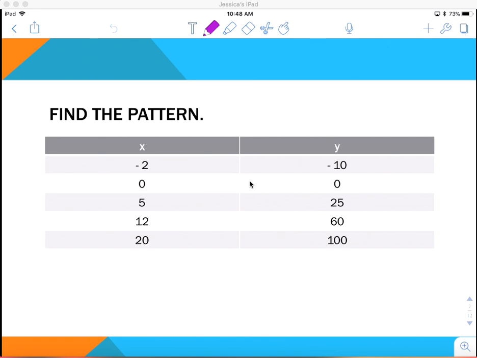If you look, for this pattern, every x value is being multiplied by 5. Negative 2 times 5 is negative 10. 0 times 5 is 0. 5 times 5 is 25. 12 times 5 is 60. And 20 times 5 is 100. If I wanted to write this as an equation, I would write y equals 5 times x.